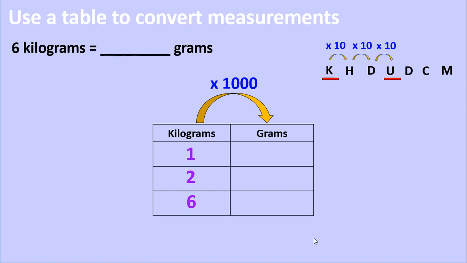If we have 1 kilogram, we can multiply 1 kilogram times 1,000 to get 1,000 grams. 2 kilograms times 1,000 is 2,000 grams. And 6 kilograms times 1,000 is 6,000 grams. So 6 kilograms equals 6,000 grams.